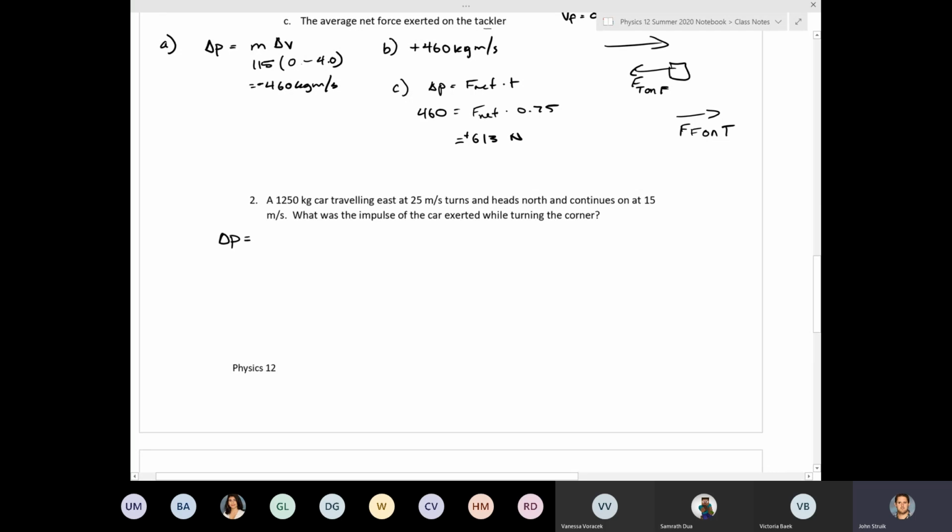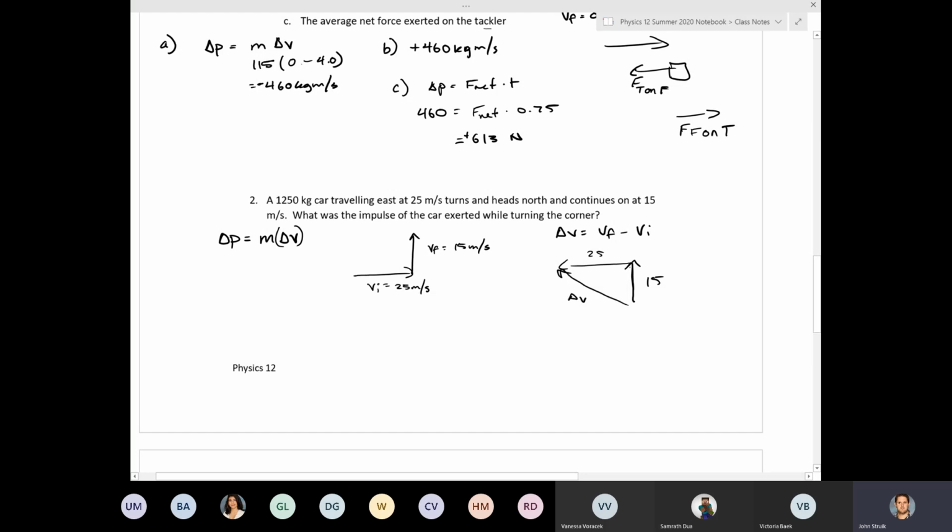Now, keep in mind that impulse is going to be m delta v. In this case, your delta v is going to be different. It's going to be a vector diagram. So this is our vi. Vi is 25 meters per second to the east, and then it turns so that its VF is 15 meters per second to the north. Remember that delta V is VF minus VI. So technically it's going to be VF, which is 15, minus VI, so I'm adding the negative 25, and this is my delta V right here.